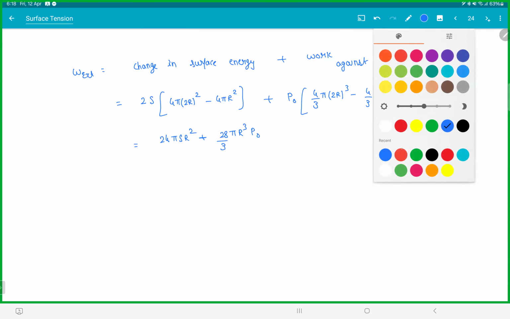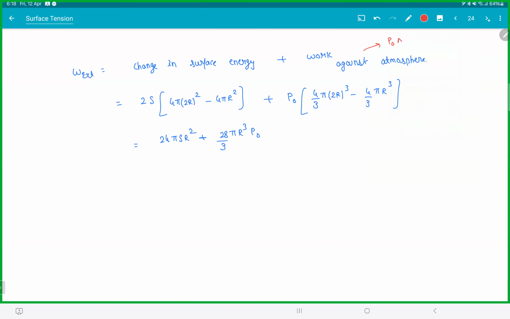Work done against atmosphere is what? P naught into delta V. It is an isobaric process. You're doing work on the atmosphere. Don't take pressure due to the bubble. Okay, sir. Got it. All clear with this? This part is important. That's what I'm saying. If you had seen the option with P naught, maybe that would have struck you. Next one.